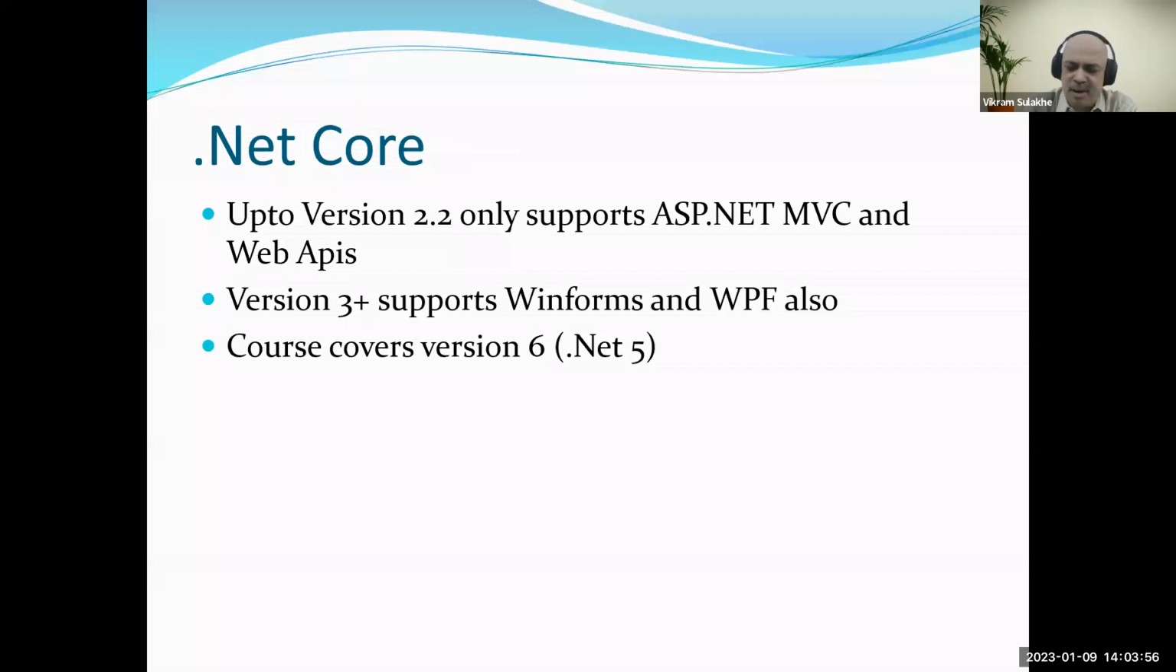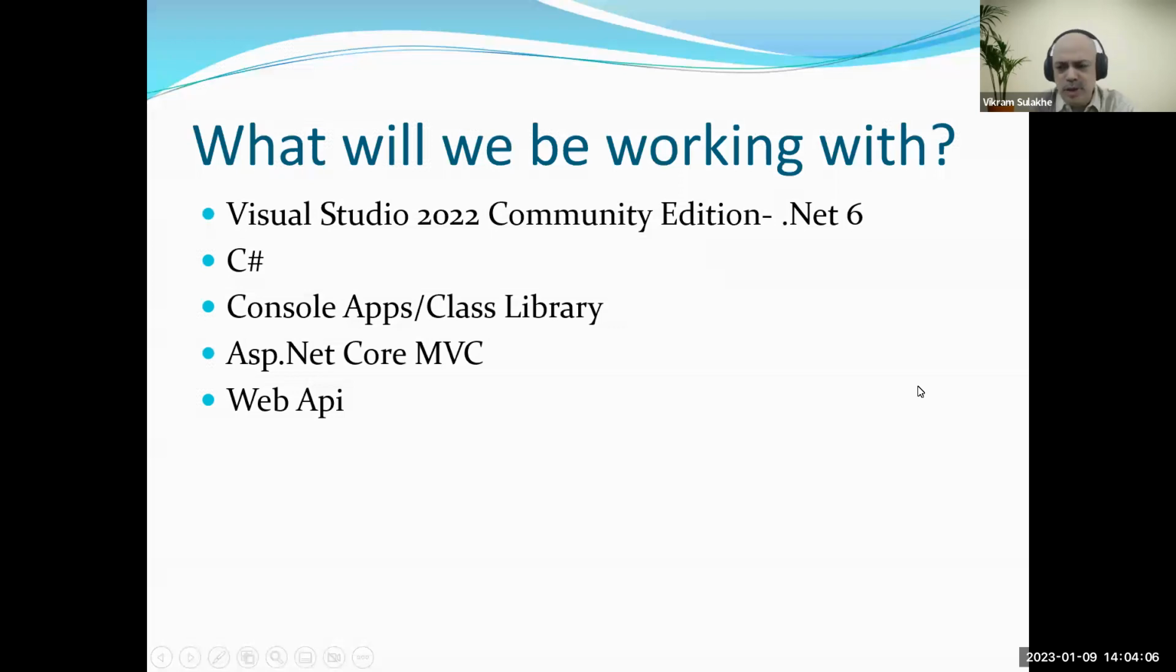So this is what we have. And what do we have in our CDAC syllabus? You need to have Visual Studio 2022 Community Edition, .NET 6, C#, console apps and class libraries, ASP.NET Core MVC and Web API. These are the things that we are working with in this course. And you need to have the software installed before we can actually try this out.